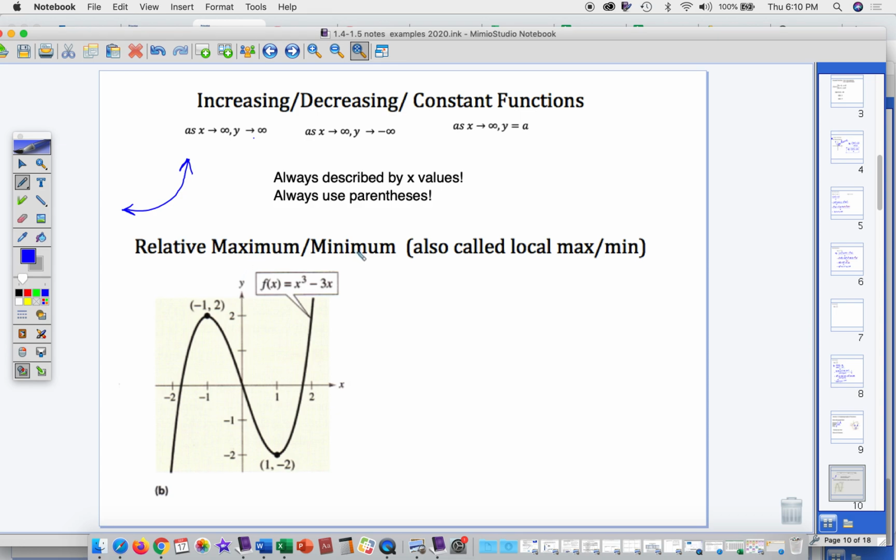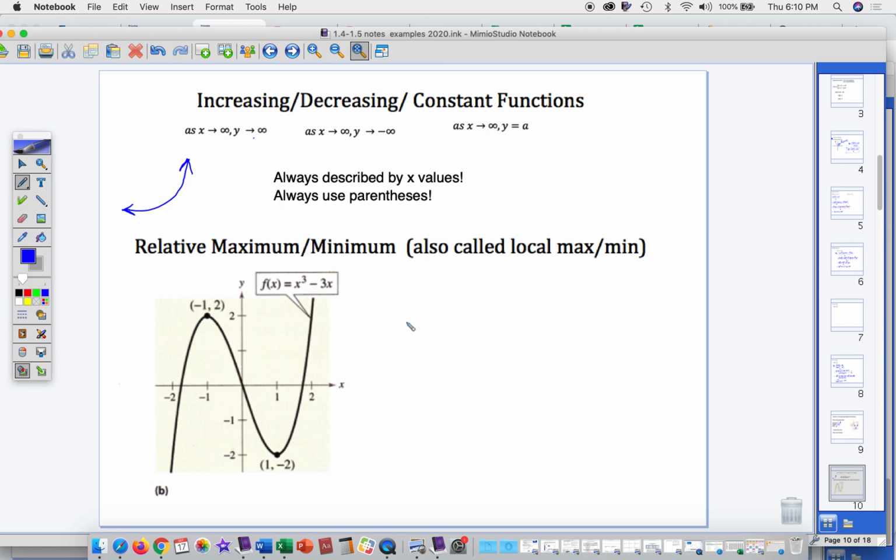Relative maximum and minimum. They're also called a local max or min. You'll probably see this in your calculus course next year. These are the points where the graph changes from increasing to decreasing, or from decreasing to increasing. And they're also called turning points. You've probably heard that name before.